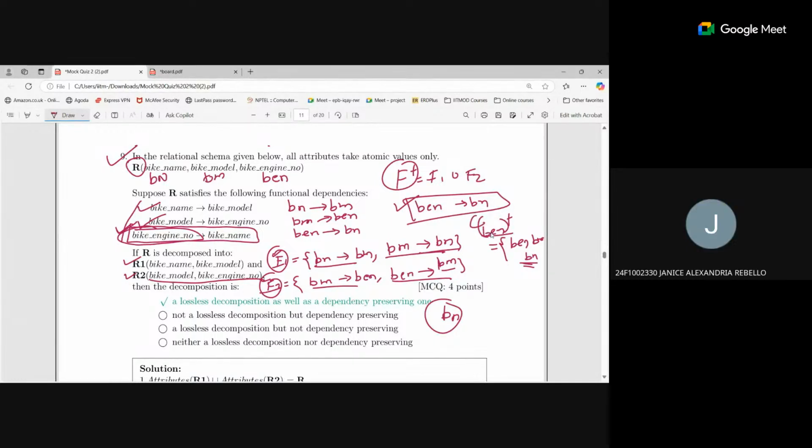At the end, you're finding the closure of the attributes. Why am I doing this? Because I want to check for this FD only. The rest are all preserved. How am I going to check? Take the closure of the left hand side. If the right hand side is present inside the closure, it means this attribute is determining this one. So you'll check whether it is determining the right hand side.